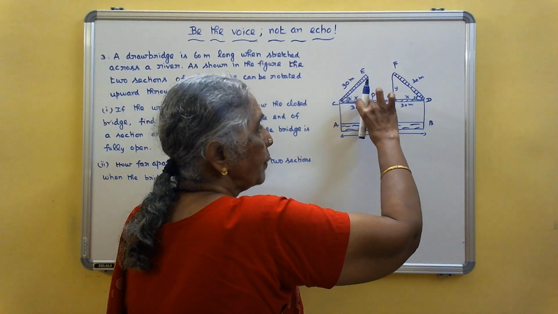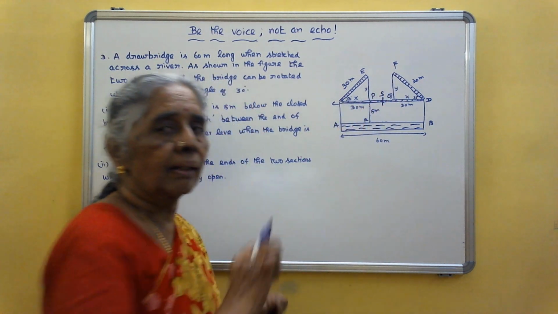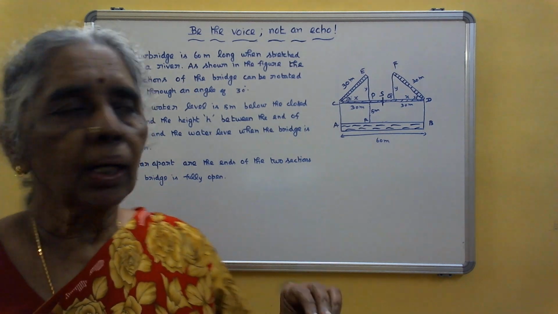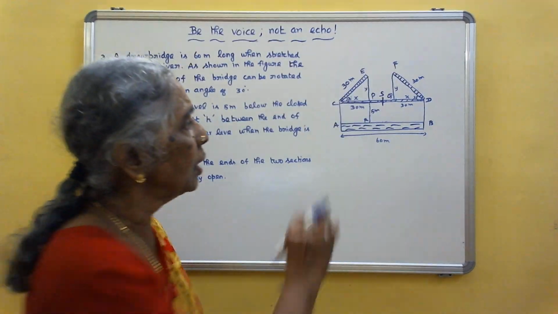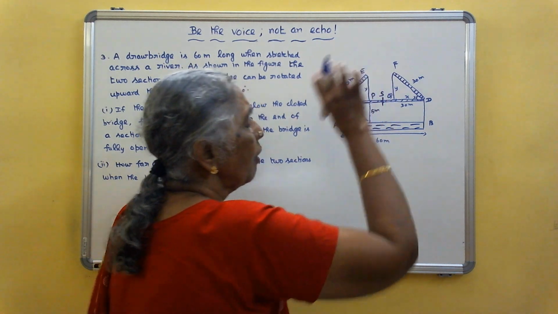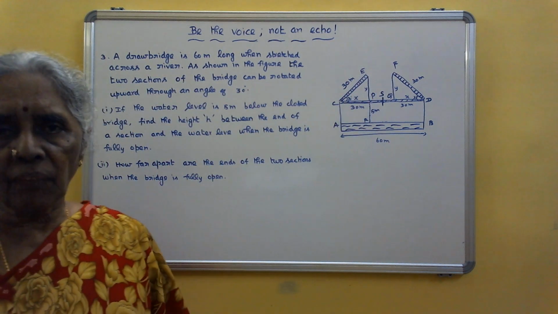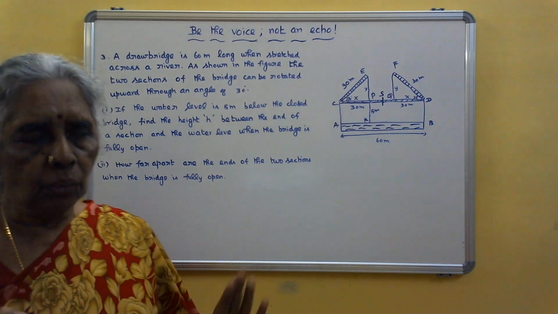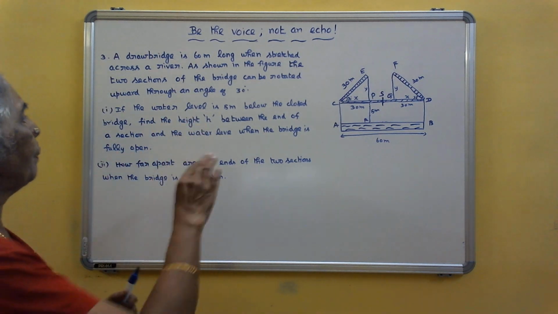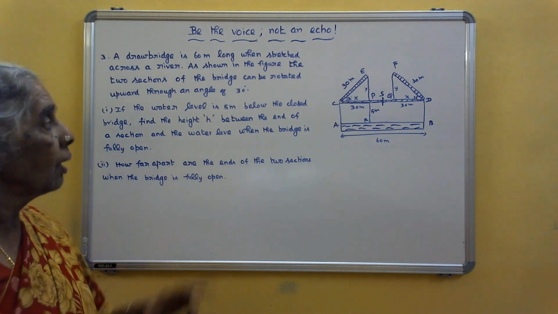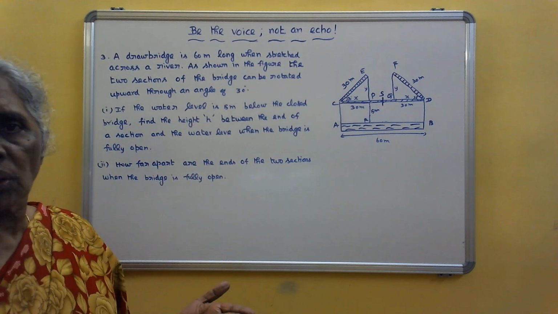They have given this distance, that is the height between the closed bridge and the water level, as 5 meters. So this portion is 5 meters. Is the figure clear? Now, the first question is: if the water level is 5 meters below the closed bridge, find H. What is H?